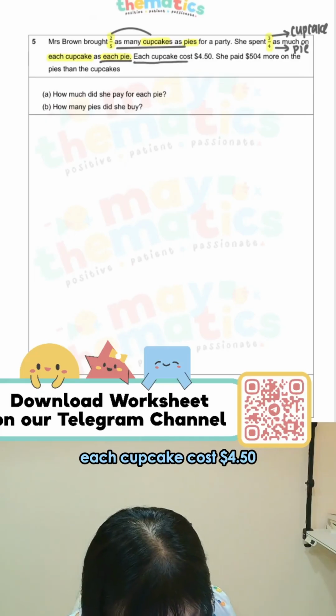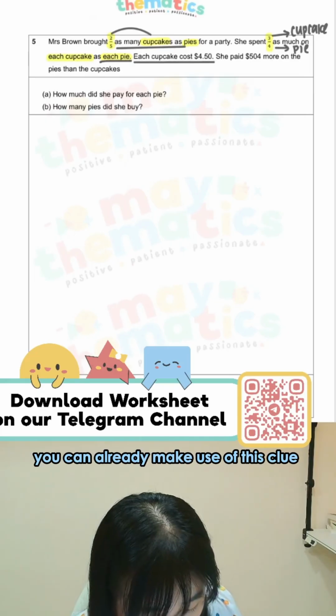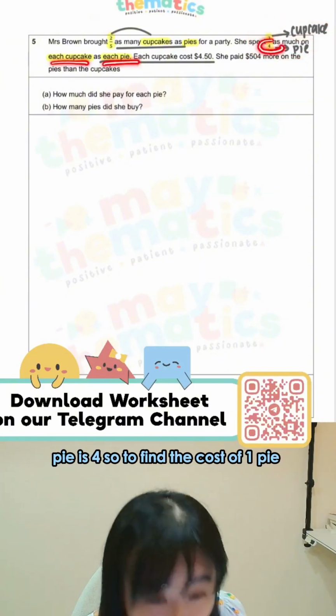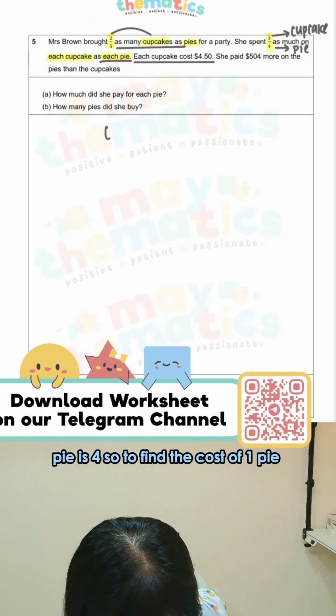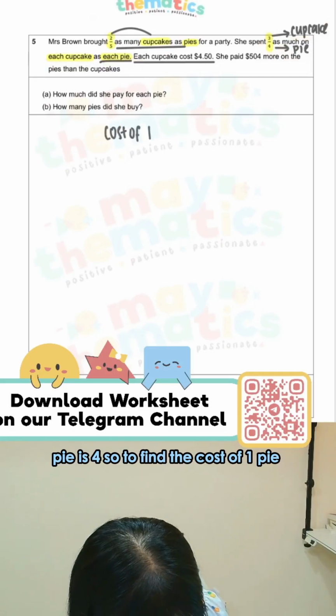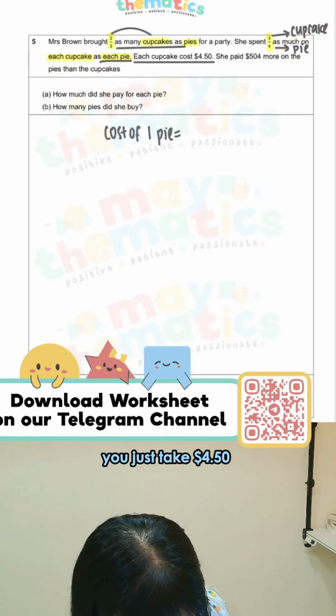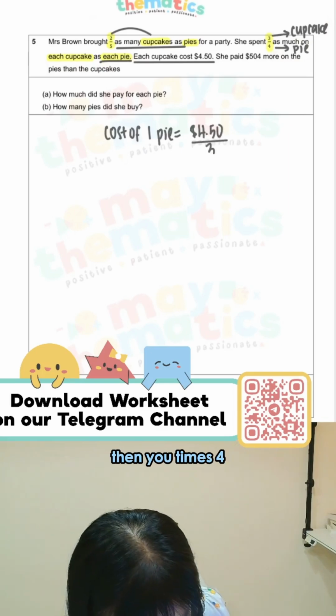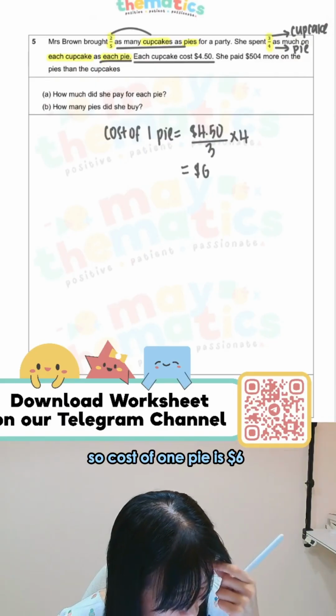When they say each cupcake costs $4.50, you can already make use of this clue. Because you know cupcake is 3, pie is 4. So to find the cost of one pie, you just take $4.50, divide by the 3 parts, then times 4. So the cost of one pie is $6.